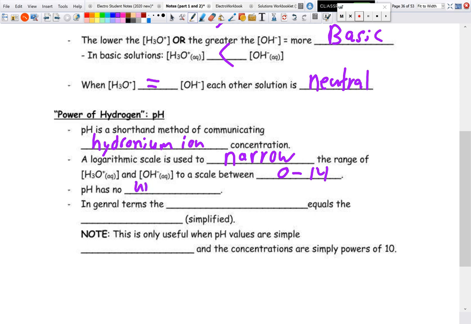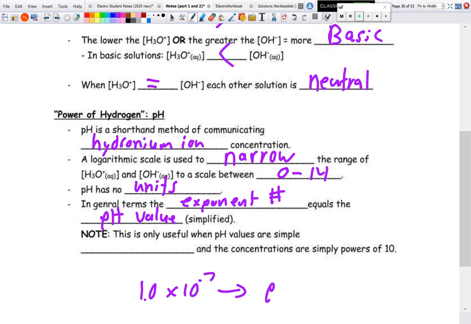So the pH has no units. This is one of the very few times that I won't worry about units for you guys when you're saying pH. And in general, the exponent number equals the pH value. So this is extremely simplified, but you should kind of see that. So what that means, if you have something like 1.0 times 10 to the power negative 7, and we've seen this, you could say that the pH should be close to 7.